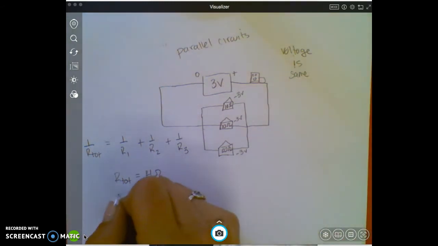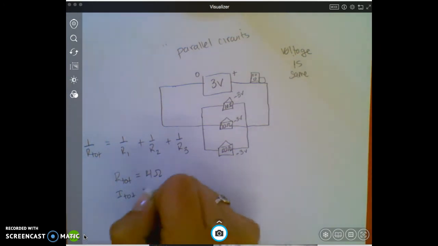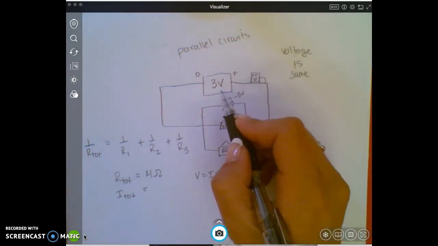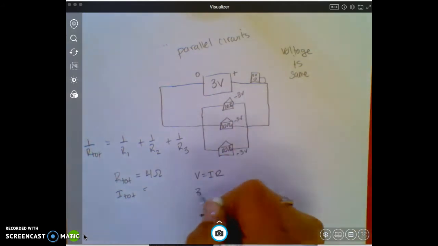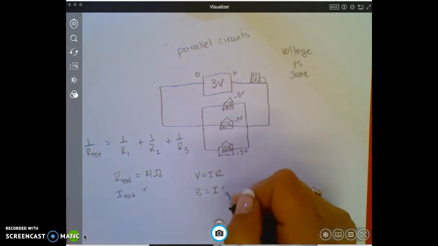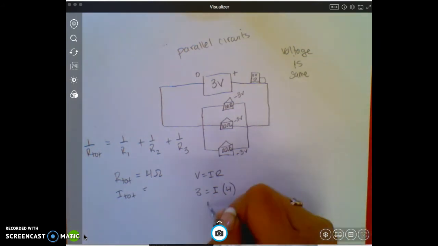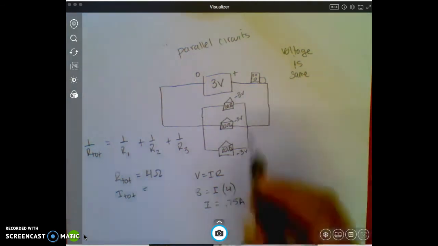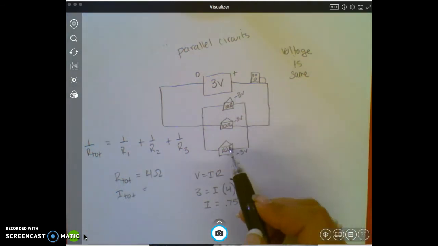Now, if we wanted to know the total current in the whole circuit, we would just do V equals IR using the total voltage, which is 3 volts, equals I, and our total resistance is 4. So we get a total current of 0.75 amps. Okay. Now, 0.75 amps is not going through each of these.